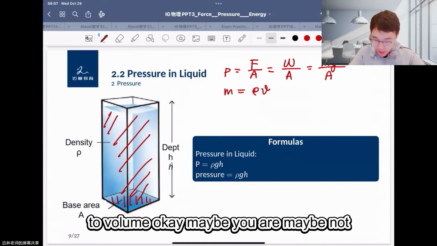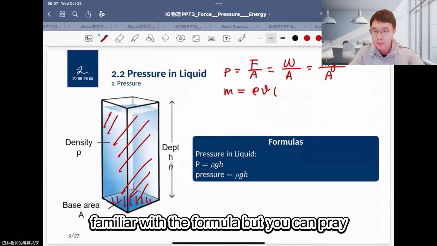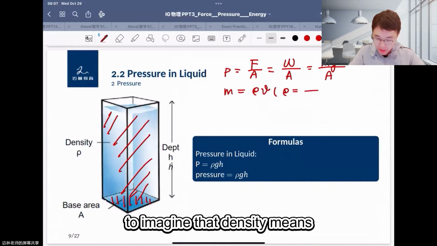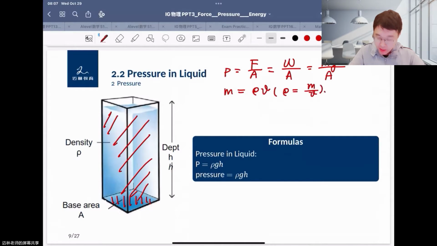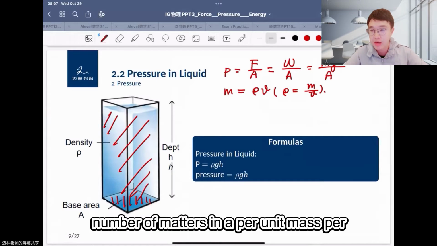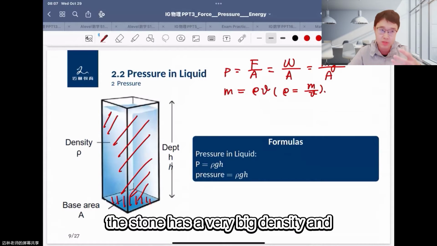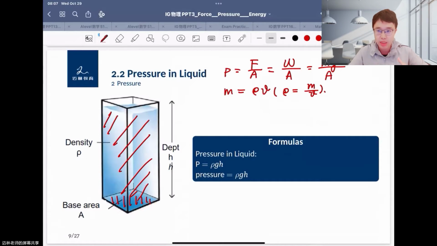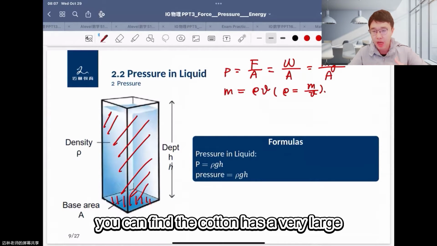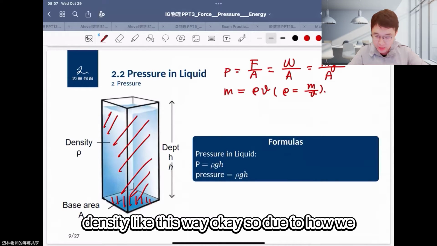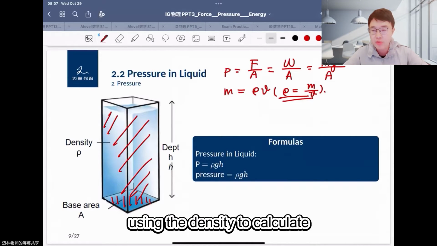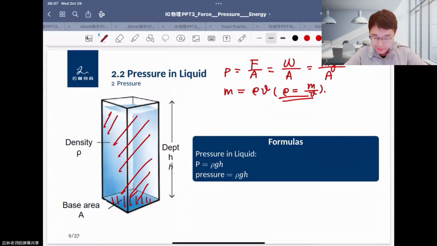Maybe you are not familiar with the formula, but you can try to imagine that density means the amount of matter per unit volume. A stone has a very big density, and you can find that cotton has a very low density. So this is how we use density to calculate, okay?